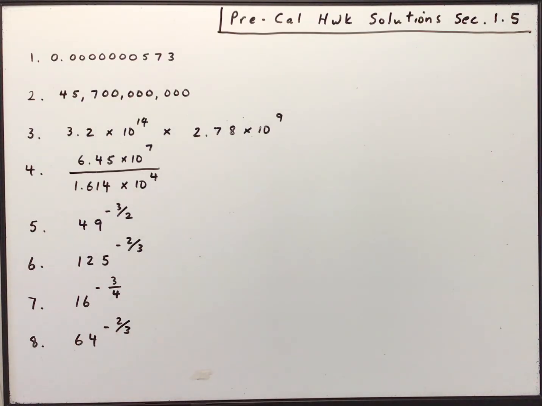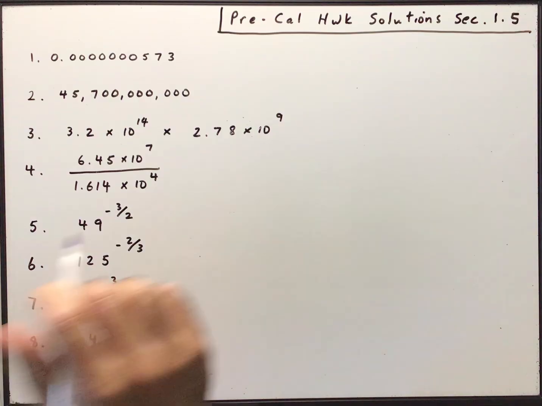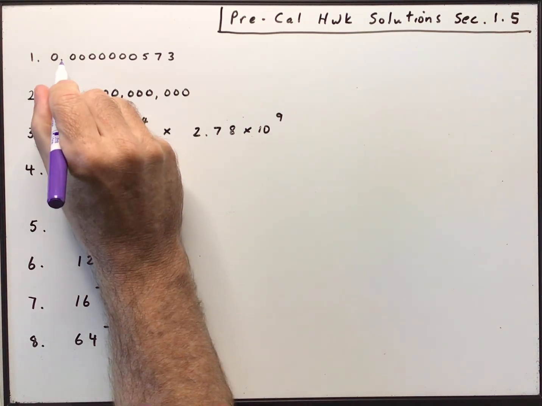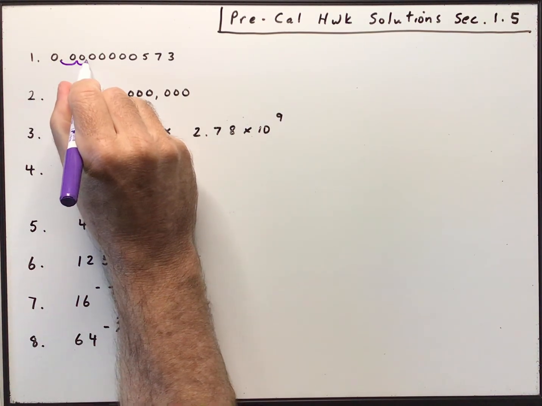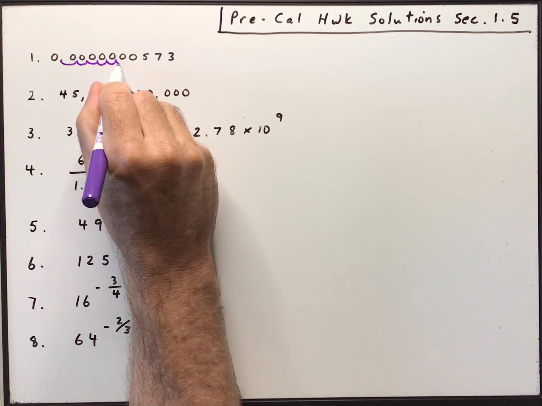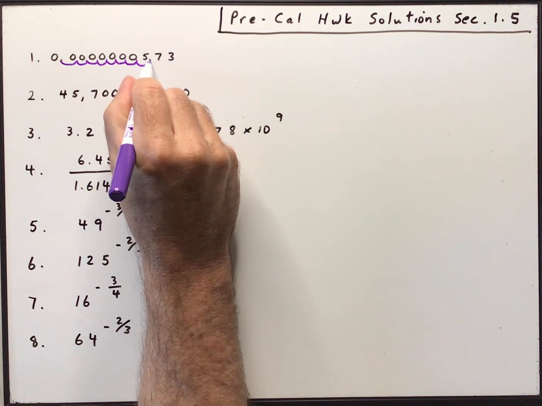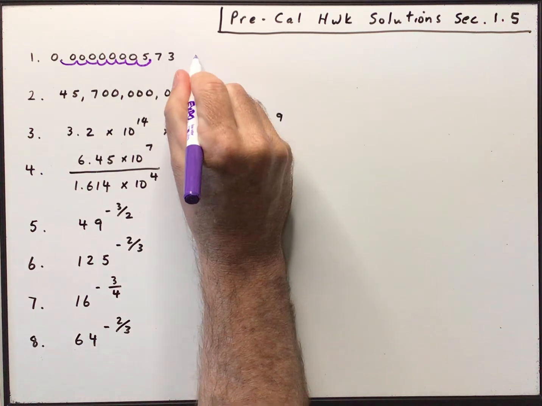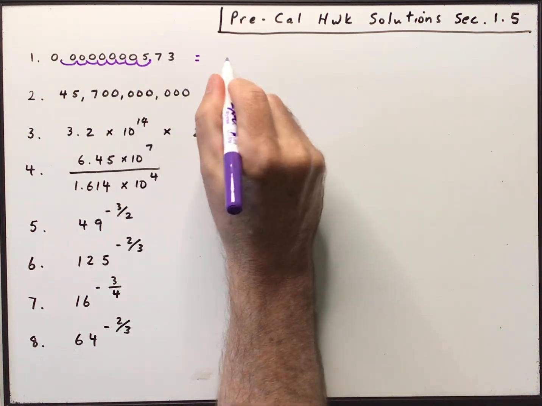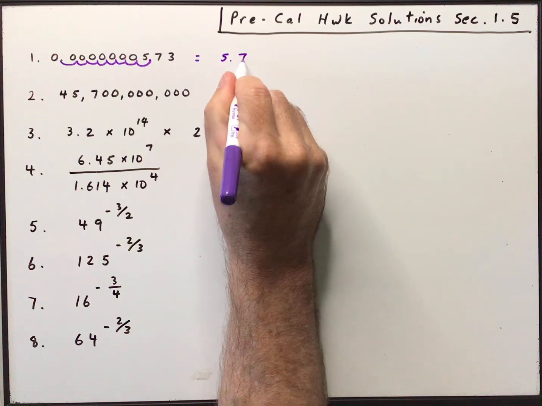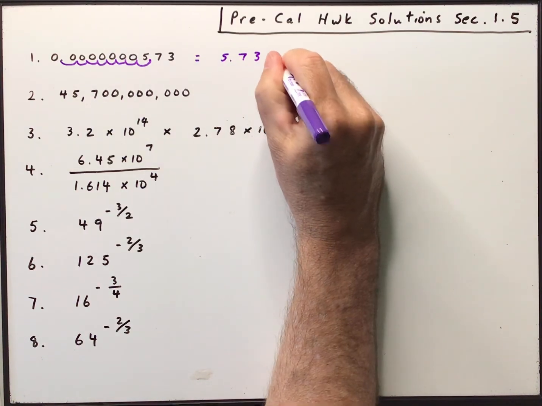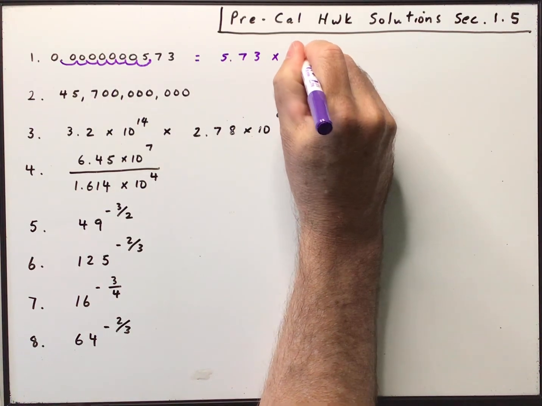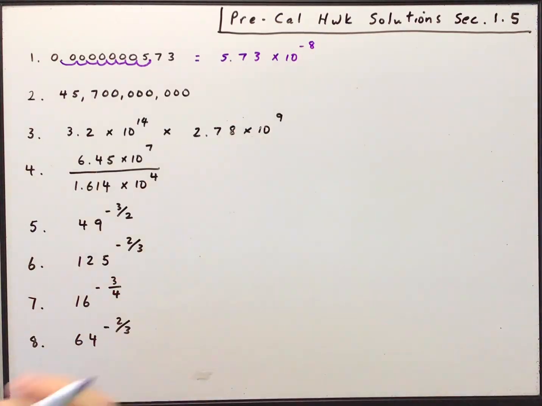All right, so starting with number 1, we are to express this number in scientific notation. It's a number less than 1, so we're going to take our decimal point to the right. 1, 2, 3, 4, 5, 6, 7, 8. We're going to stop after the first non-zero number. So that'd be 5.73 times 10 to the minus 8 power.